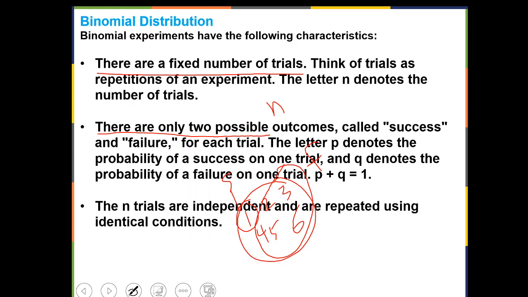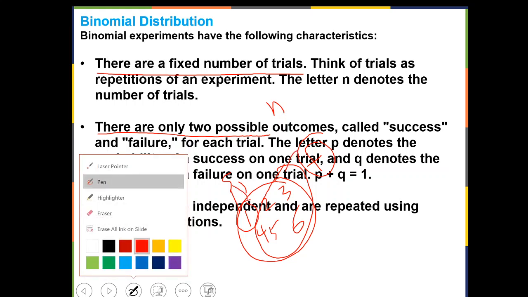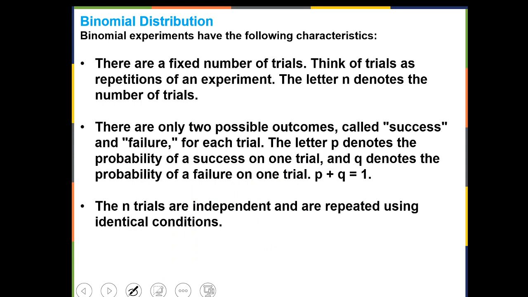So when we talk about binomial, we are talking about 2 things that you're interested in. One is success and one is failure. You define what they are, but there are only 2 of them. All right, and also the n trials have to be independent.